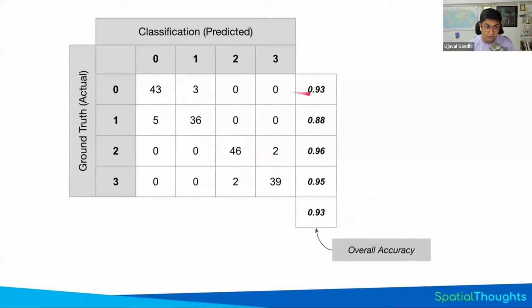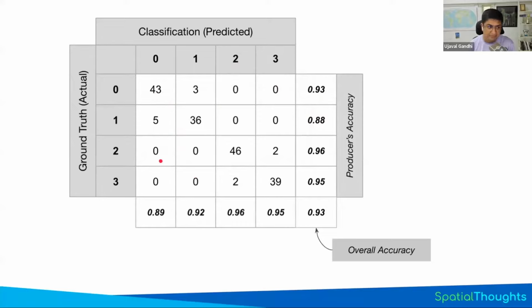Similarly, you can do it for each class. There were 46 points of class 0, and only 43 were detected correctly. So this is your producer's accuracy. So 93% is the producer's accuracy for class 0, and so on. You'll get one number for each class.